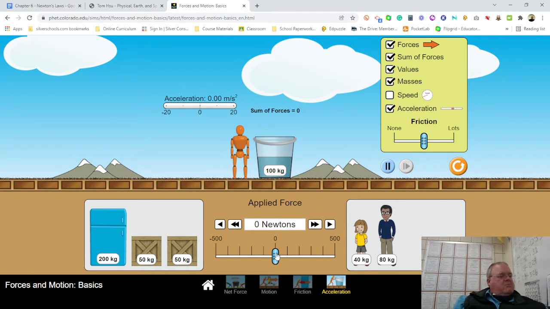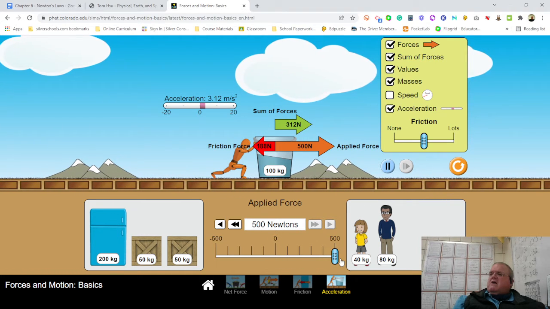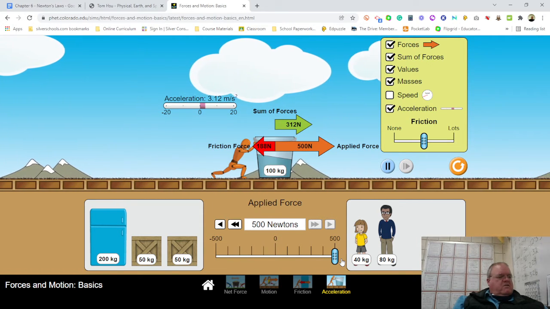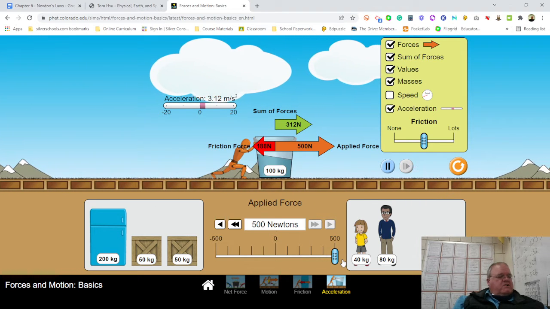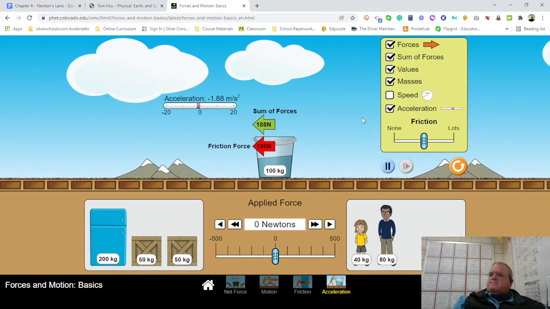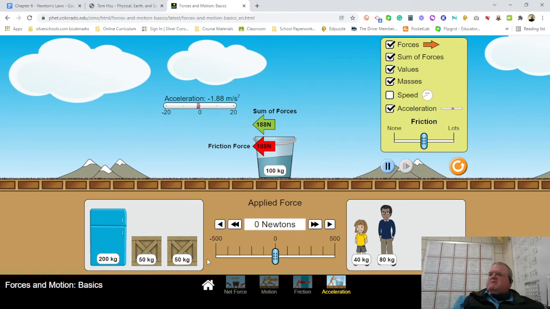Now I'm going to put 500 newtons of applied force on again. And when I look at this, now my sum of forces is 312. My mass is 100 kilograms, and my acceleration is 3.12 meters per second squared. All right, and that was the 100 kilogram object.